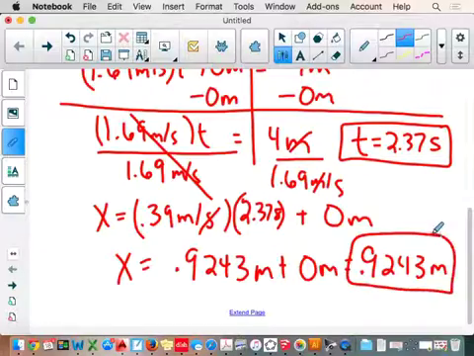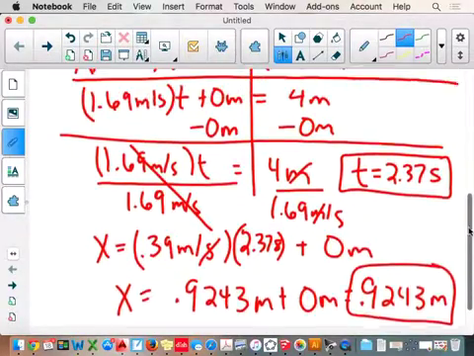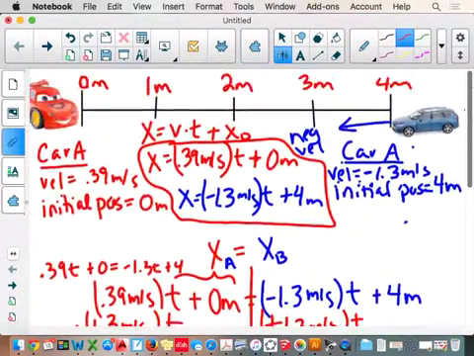All right, well, let's check our picture. See if that makes sense. That's just under a meter. So that means they're going to collide.